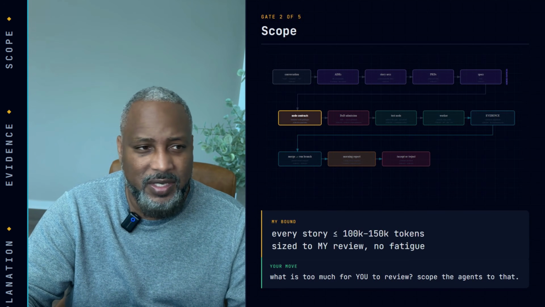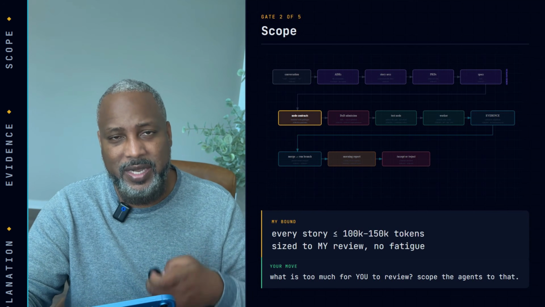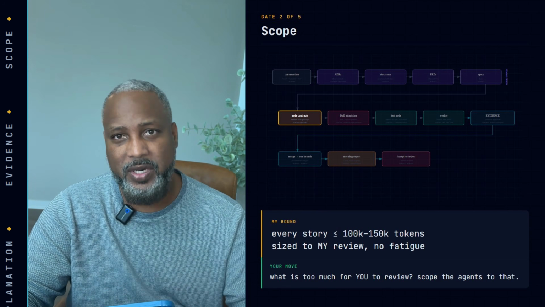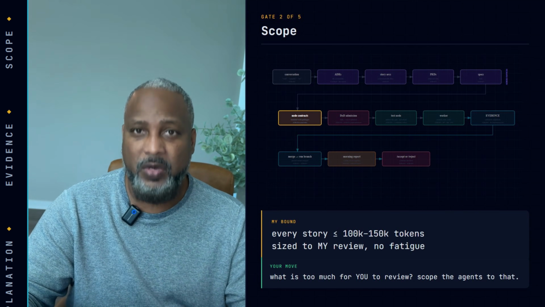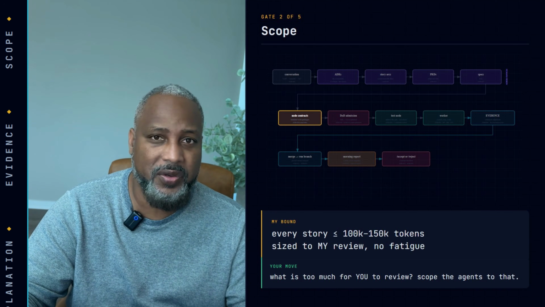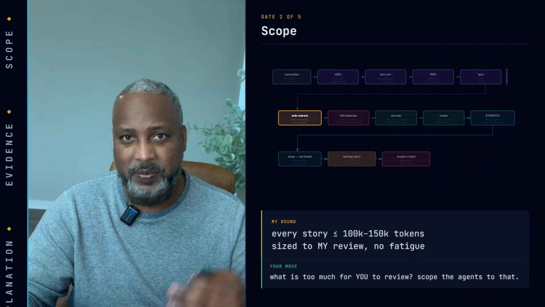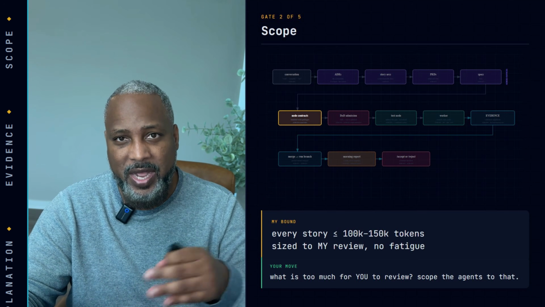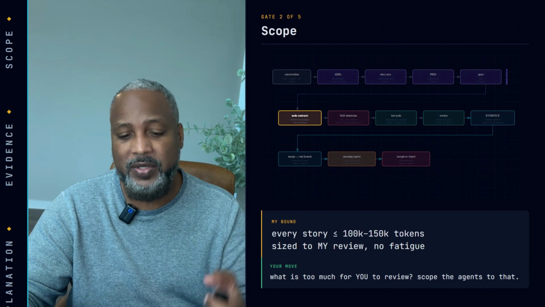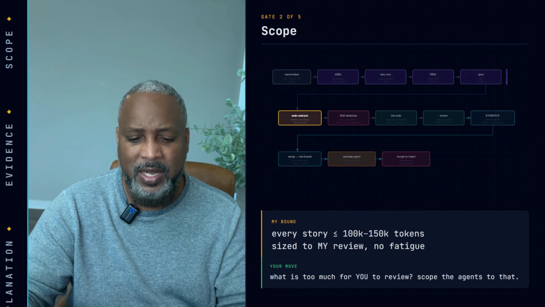So in your case, if you're building something out, you want to realize, according to the workflow you're doing, what is too much work for you to review. Then you scope down your AI agents when they're doing that particular work, so that you have the ability to review it without any decision fatigue.